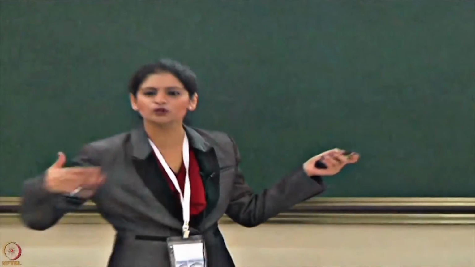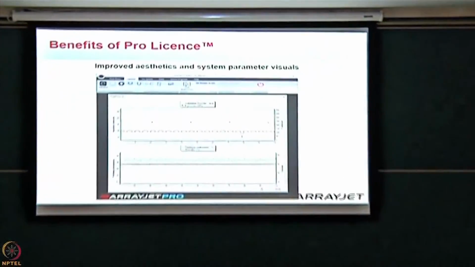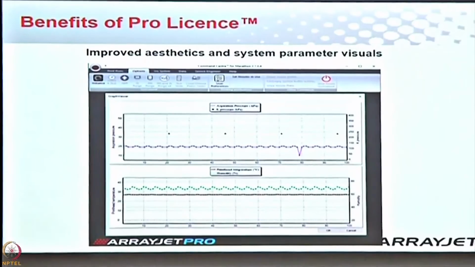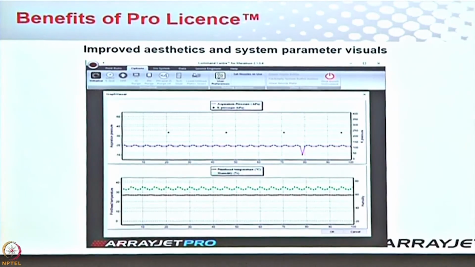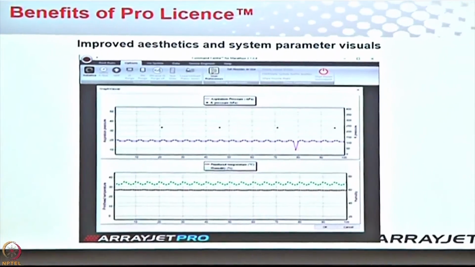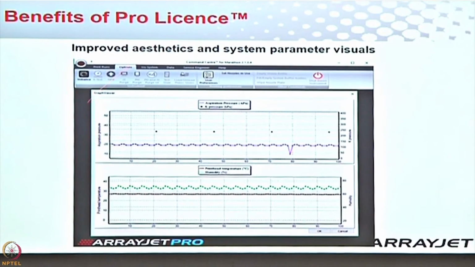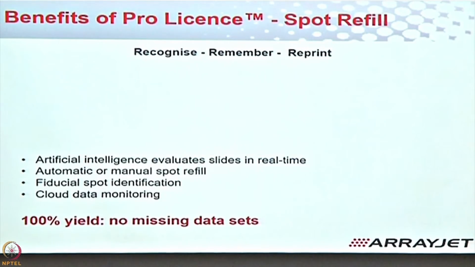This is how the Pro looks. Now I've shown you the work that I was showing you before. If you've noticed, it was on the Pro. It showed Advanced Pro in the previous feature that I was showing you. It was ArrayJet Pro. That's the software where all the camera and reprinting happens. So it's actually a part of artificial intelligence software which evaluates your slides in real time. It's automatic or manual spot refill, and it provides 100% yield, no missing data sets. So there is no need to repeat your experiments for a whole month.